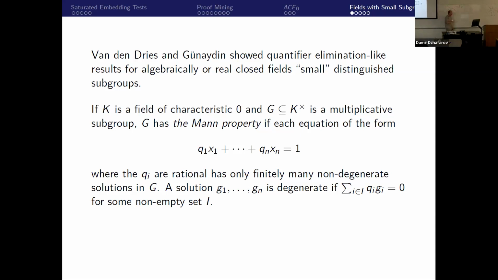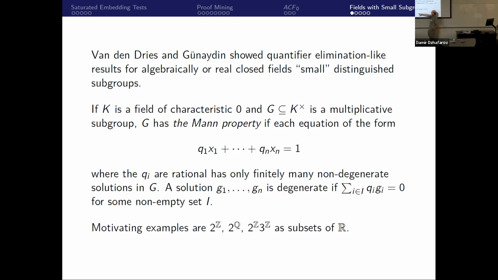So here's the story. Actually, they don't need to assume it's characteristic 0, but let's just assume it's characteristic 0. We have a multiplicative subgroup of the field. The examples they're thinking of are things like 2 to the z, 2 to the q, 2 to the z times 3 to the z. So things that look like this. They're multiplicative, they're described in some nice way. Powers of 2, powers of 3, stuff like this.